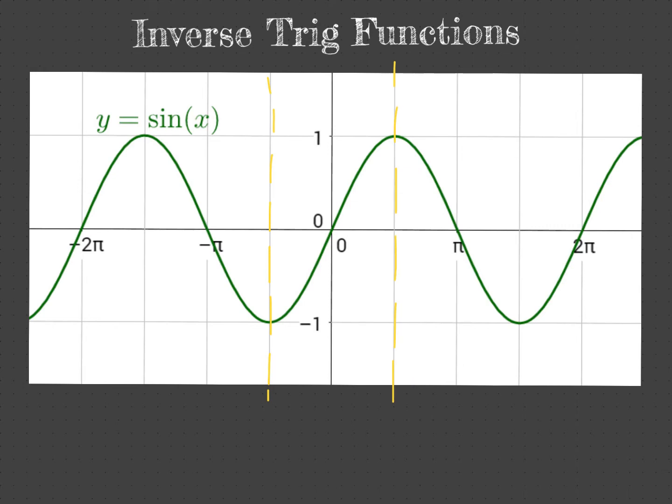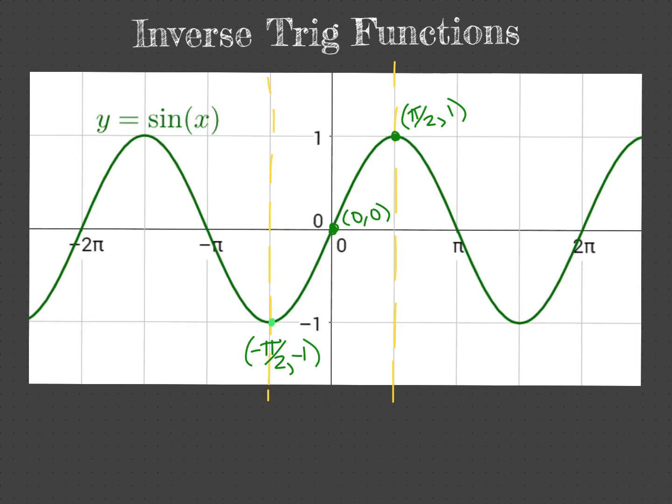That way, this snippet of the sine curve now passes the horizontal line test. It always passed the vertical line test. We know it's a function, but we want to ensure that its inverse is also a function. So we have now sort of sectioned off the part of the sine curve that we want, and it goes from negative pi over 2 to positive pi over 2.